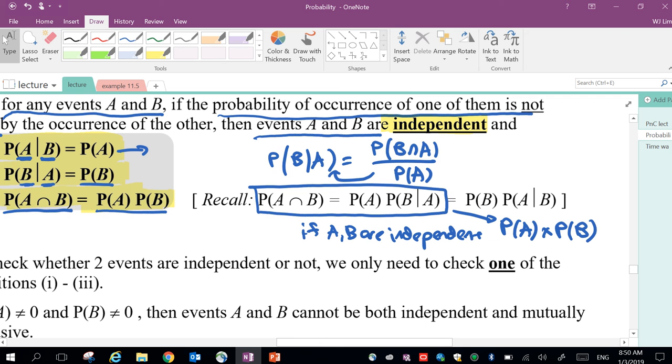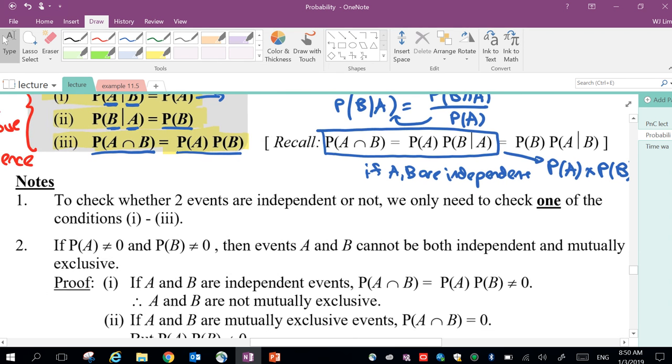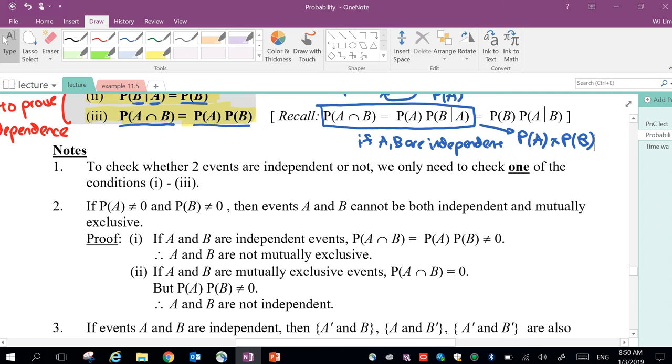Have you written down? Okay, let's move on to some footnotes. Footnote 1 is the one that I told you already: just pick one of them to prove. Footnote 2: if P(A) and P(B) are not equal to 0, events A and B cannot be both independent and mutually exclusive at the same time. Why?